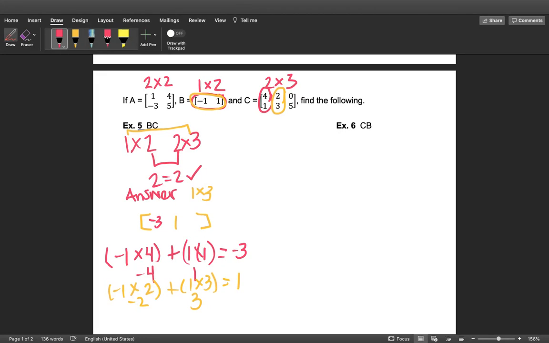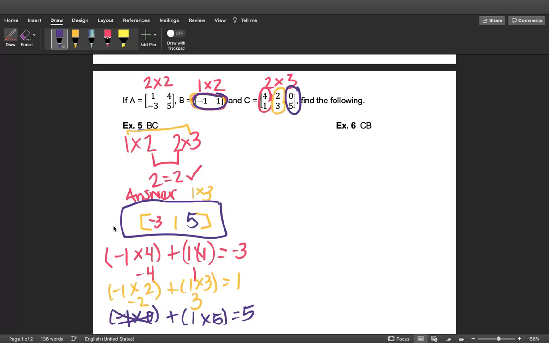Now last one, doing first row still, third column finally. -1 times 0 gives me 0. And 1 times 5 is 5. And there you have it with your answer. Okay.